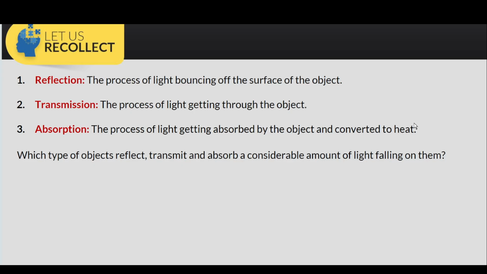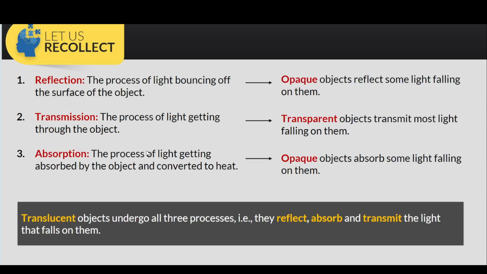So reflection is the process of light bouncing off the surface of an object. Transmission is the process of light which gets through the object. Absorption means light gets absorbed by the object and it is converted into heat. So there are different types of objects. Some objects reflect most of the light, some transmit, some absorb.